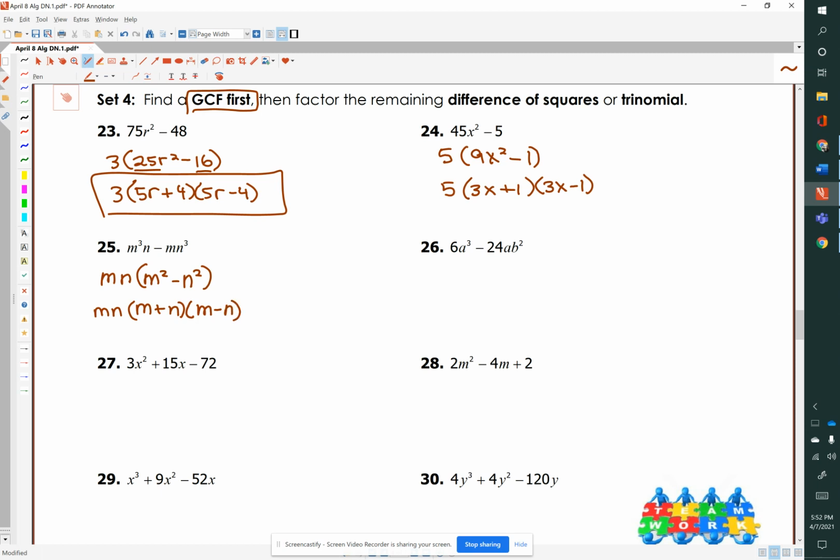Okay, so number 26, 6a to the third power minus 24ab squared. We're going to factor out the 6 and one of those a's, so 6a, which would leave us with a squared. And remember, if we have a placeholder here, we don't need to put a 1. So that's a squared minus 4b squared. And we have a difference of squares there as well. So we have 6a, a plus 2b, a minus 2b. Number 27.